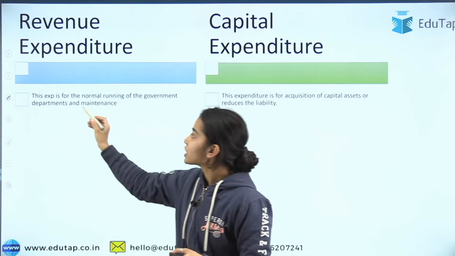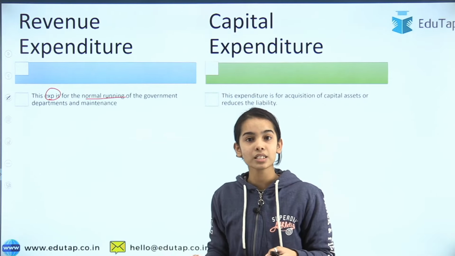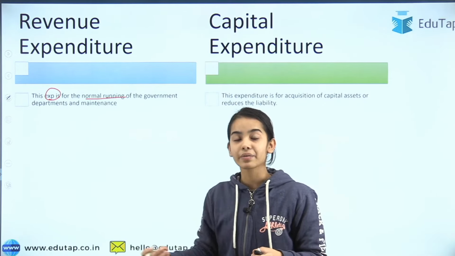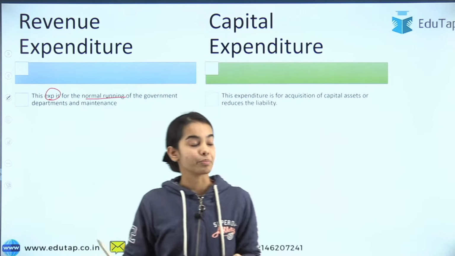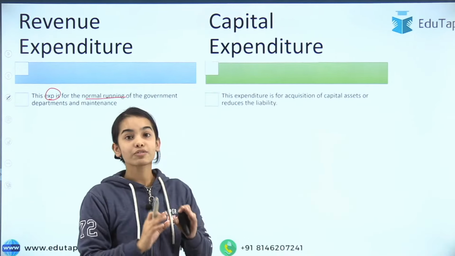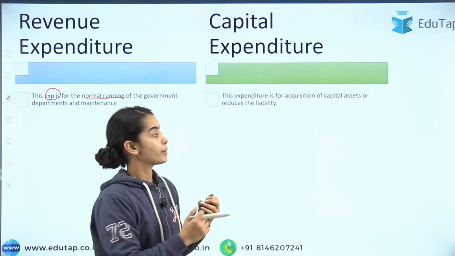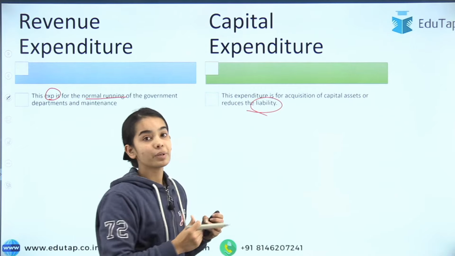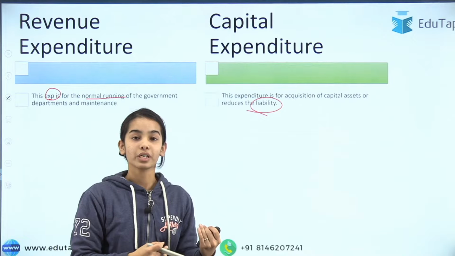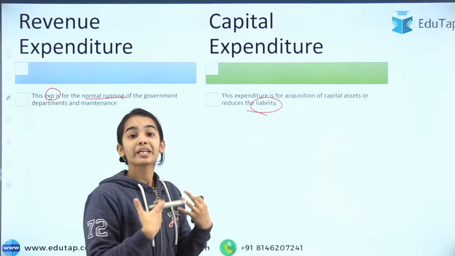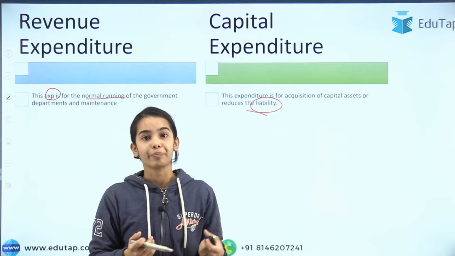So revenue expenditure is the expenditure for the normal running of the government departments and the maintenance of the departments. Okay, you are giving the salaries, you are giving the pensions and all. So it is normal running of the government departments. But here the capital expenditure is for the acquisition of the capital assets. When you are getting the capital assets, okay, or you are reducing the liability of the country. Okay, maybe India has taken so much money from the IMF or from the World Bank, so we are repaying our debt. So that is reducing the liability of our country.